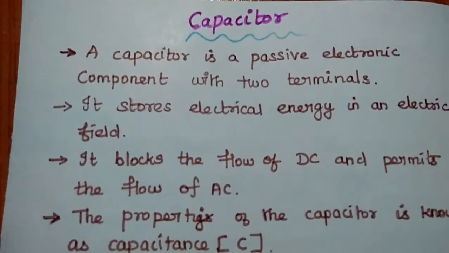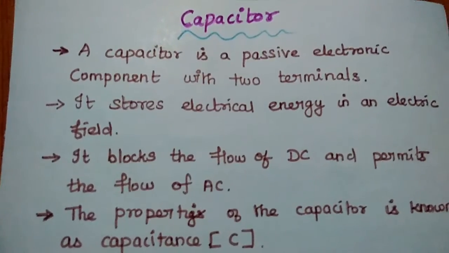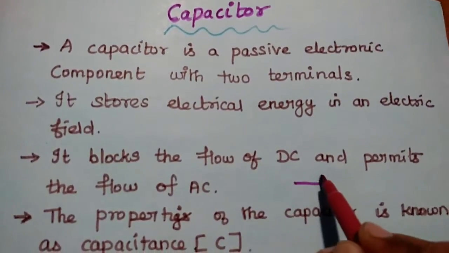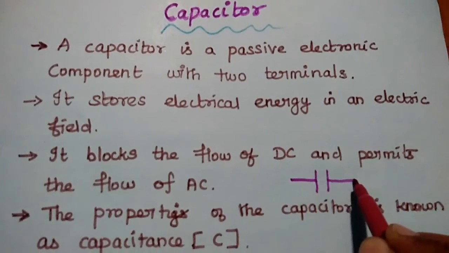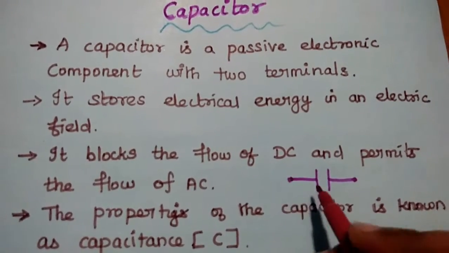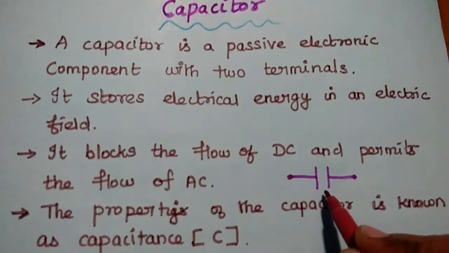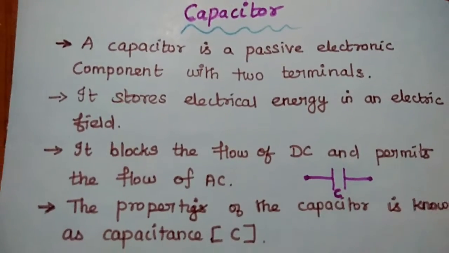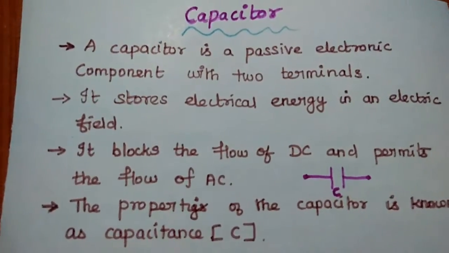The property of the capacitor is known as capacitance. So we can simply represent the capacitor like this. Correct? This is the symbol of a capacitor. The property of this capacitor is known as capacitance. That is the value of the capacitor.